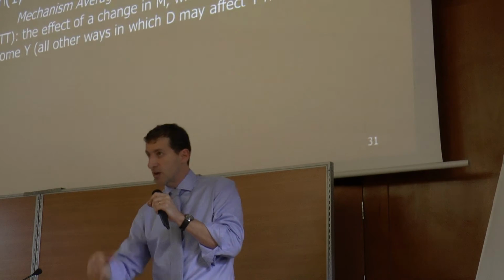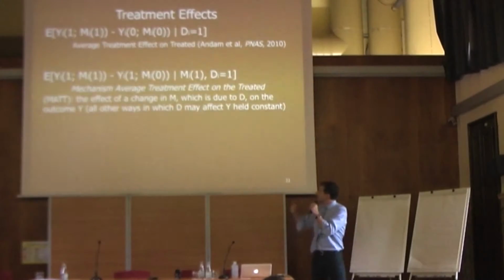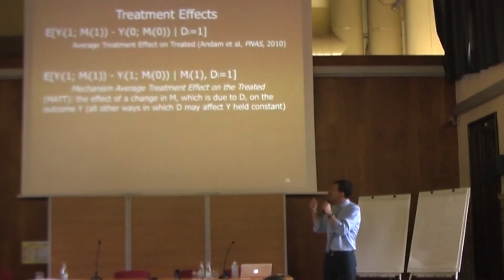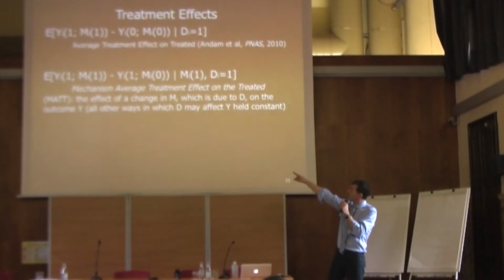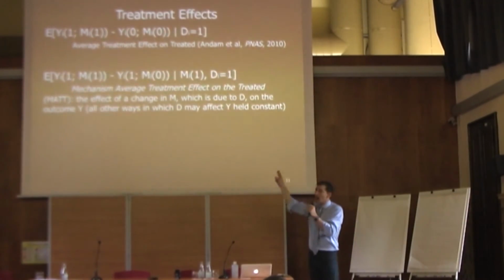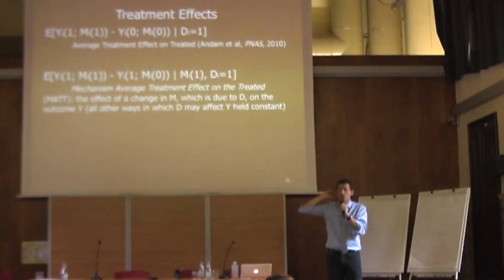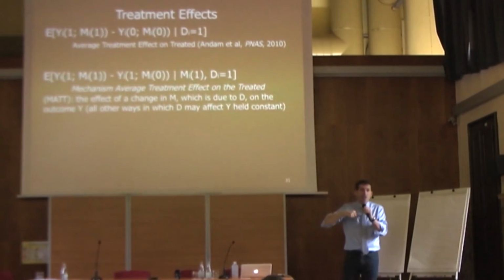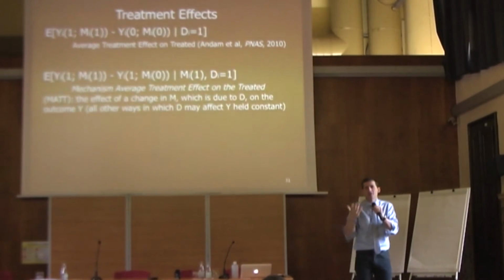Right, because the average treatment effect on the treated is what's already been estimated, what a lot of you are estimating. This is the mechanism average treatment effect. It's the expected poverty with protection, with the mechanism value that it has with protection, minus the expected poverty with protection but without the mechanism, with the mechanism of the control condition, for all those units that actually get protection and have their mechanism values that they would be.